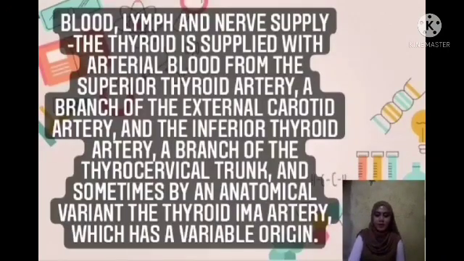Next, we have the blood, lymph, and nerve supply. The thyroid is supplied with arterial blood from the superior thyroid artery, a branch of the external carotid artery, and the inferior thyroid artery, a branch of the thyrocervical trunk. And sometimes, by an anatomical variant, the thyroid ima artery, which has a variable origin. So the superior thyroid artery splits into the anterior and posterior branches supplying the thyroid. The inferior thyroid artery splits too, and the arteries join together behind the outer part of the thyroid lobes.